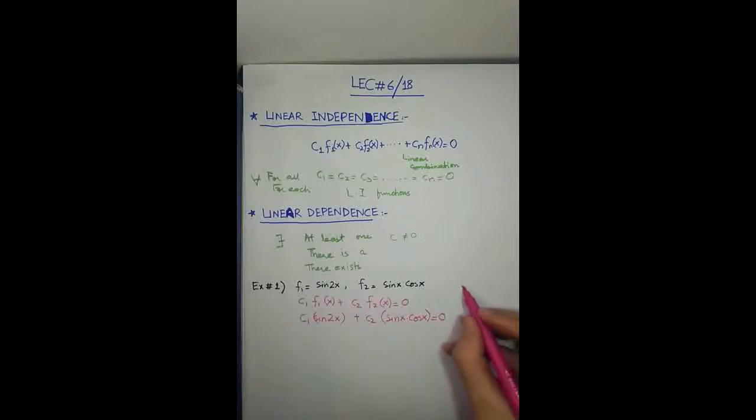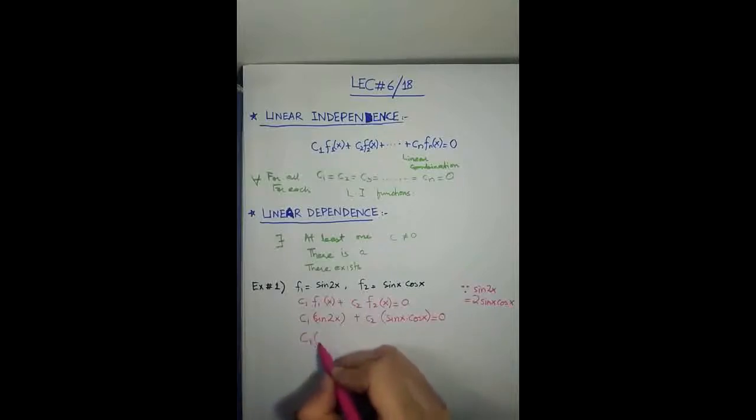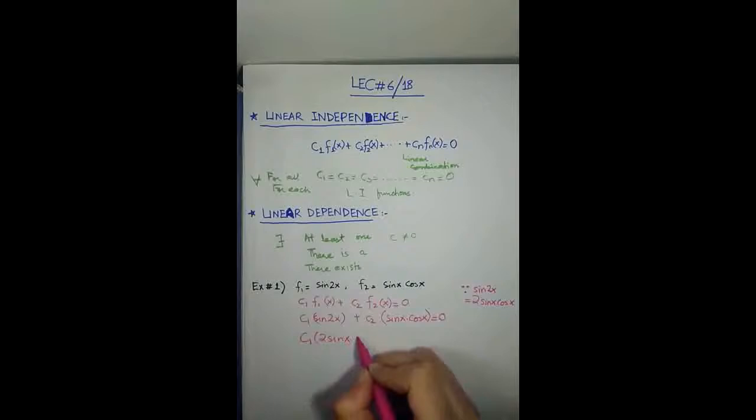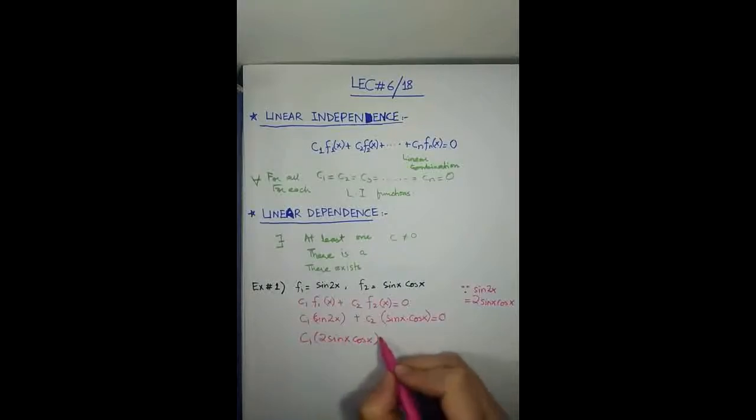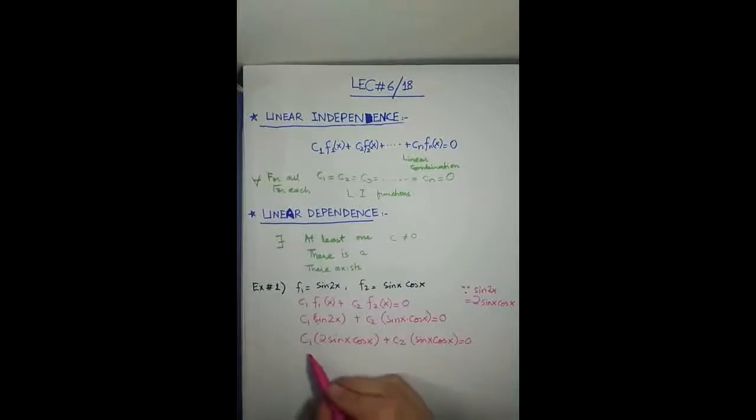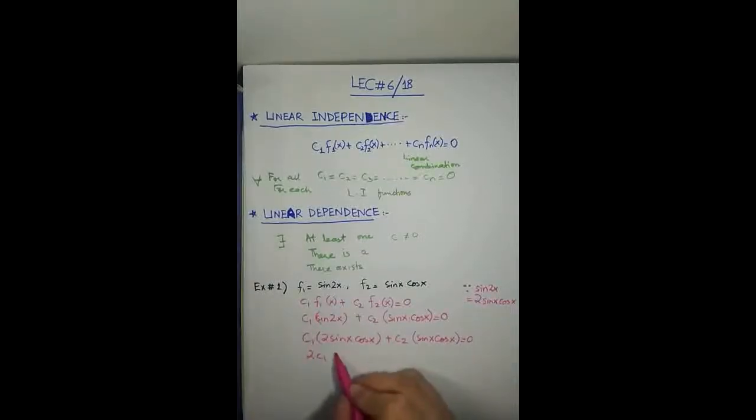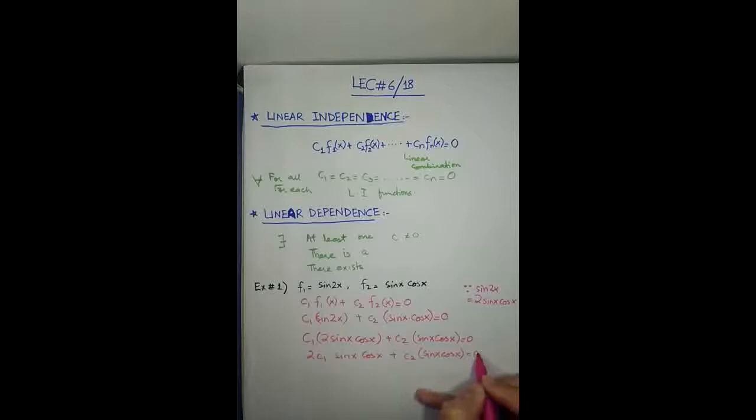You know that sine of 2x is equal to 2 into sine x cos x, so I can replace here c1 into 2 sine x cos x plus c2 sine x cos x equals 0. So it becomes 2c1 sine x cos x plus c2 sine x cos x equals 0.